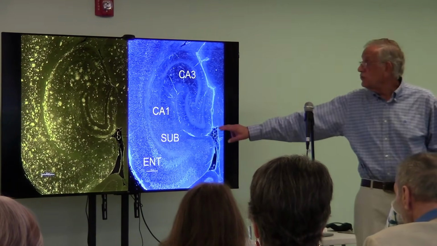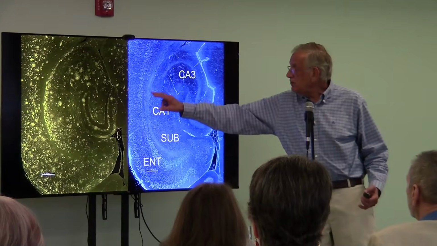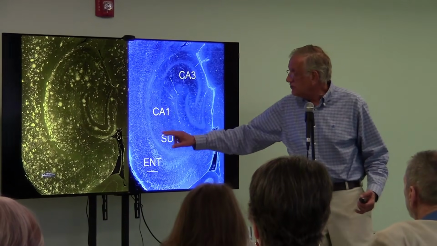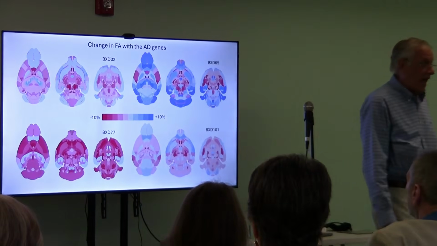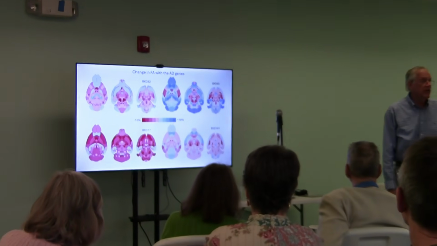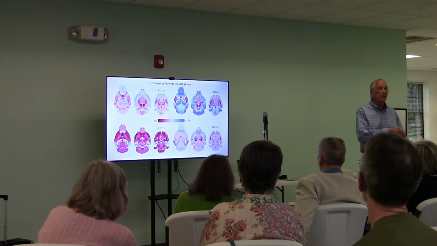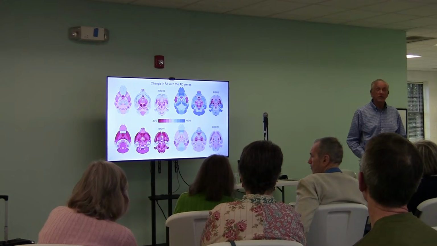Go over to the new N image. Tell me how many neurons I have in the subiculum, how many neurons I have in CA1, and then look across all of the strains and tell me what's changing with and without Alzheimer's disease.